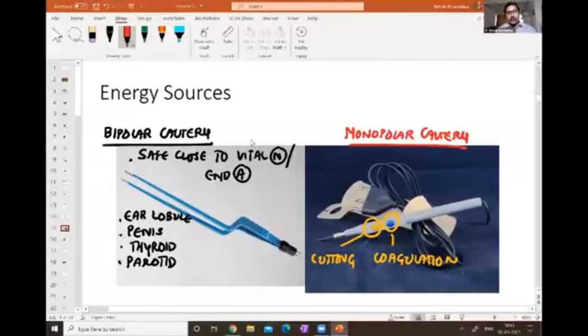Monopolar cautery, the one which is like a pencil, has two buttons. You have a yellow and a blue button. Yellow is for cutting, blue is for coagulation. Bipolar cautery is like prongs, so there are two paddles here. It is safe to use close to vital nerves and end arteries. Extremely important question. The surgeries which can be done using bipolar cautery are ear lobule surgery, penile surgery, thyroid and parotid surgery.